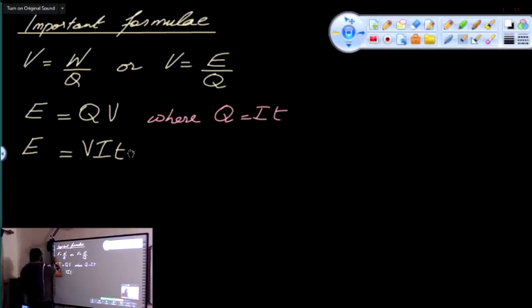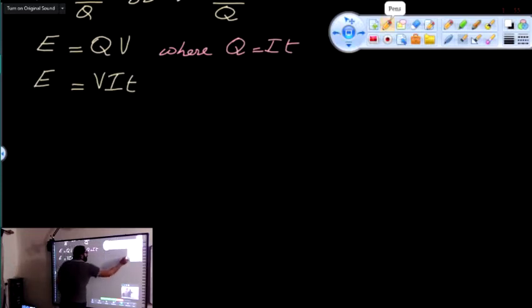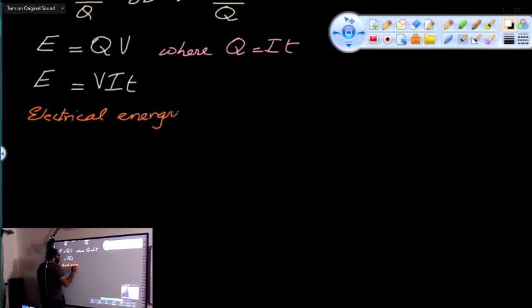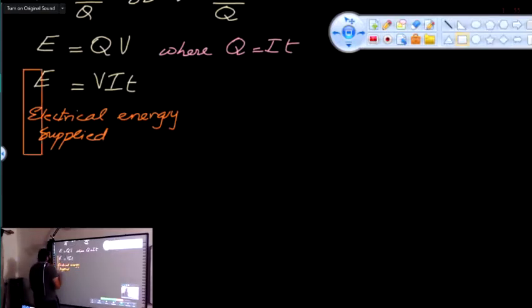So I'm writing electrical energy as VIT. I'm just specifying this part because it's a very important formula. Electrical energy supplied. Formula for this.